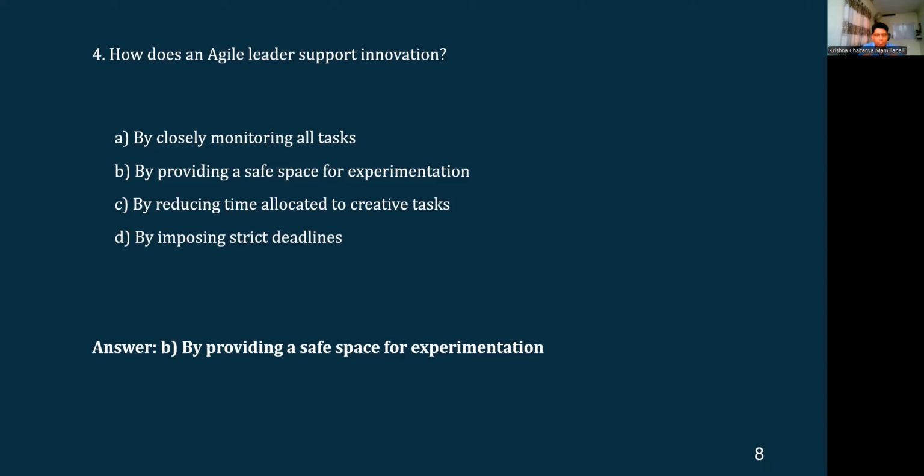So when the team is given a safe space for experimentation, which means they are given that support, even if they fail, there's no problem at all, and they'll be backed up. Then the team will have more confidence in experimenting and looking for better approaches towards designing or developing a product. So that's the right answer.